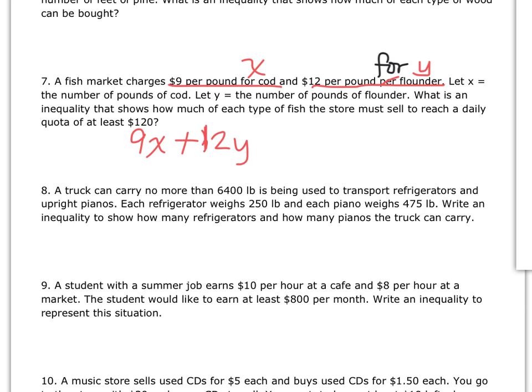All right, so their quota of at least $120. So their goal is 120. So what's going to be greater, 120 or what they actually sold? What they actually sold, greater than or equal to. Because can they make more than $120? They could. Yes. Make that exact amount. So 120 is the at least, so that's why the smaller is pointing towards the 120.